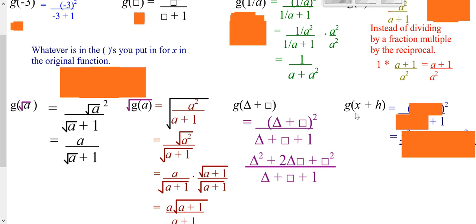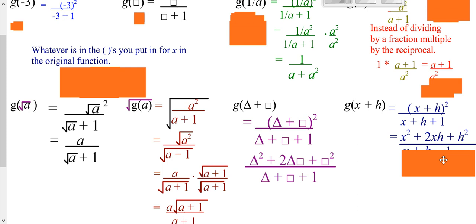Over here, we have g of x plus h. Same type of thing. X plus h is our input, so we've got to go our input squared, so x plus h all squared, over our input plus 1, so x plus h with a plus 1. So you could FOIL the top, x plus h times x plus h, and we get this in the bottom.